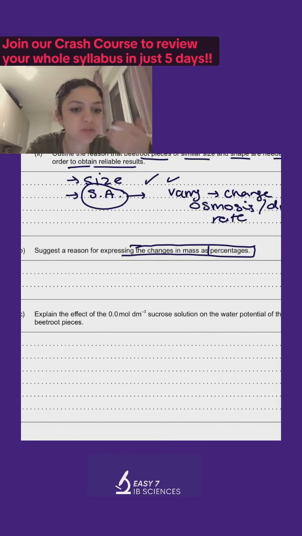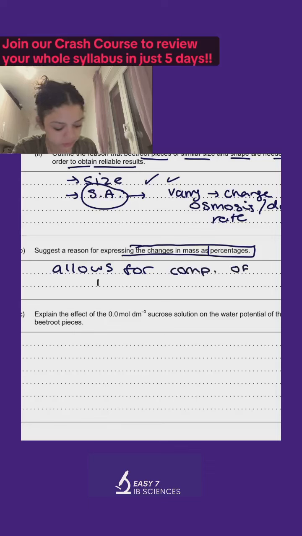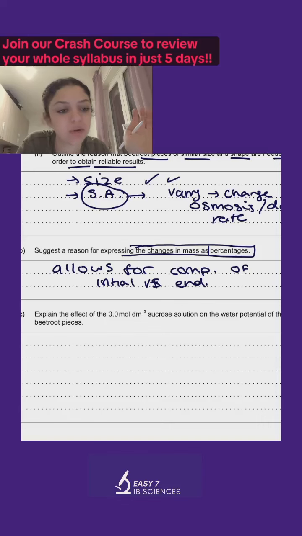So be very simple. Imagine you're explaining this to a toddler, because, as Tay said, that's exactly what you would say. You'd say change in mass, but you have to be very, very obvious, because there's a beginning and then there's an end. So you can say it allows for comparison of initial versus end, whatever you'd like. And that's all you would need to get the mark.